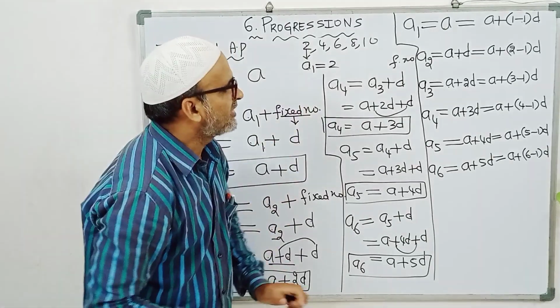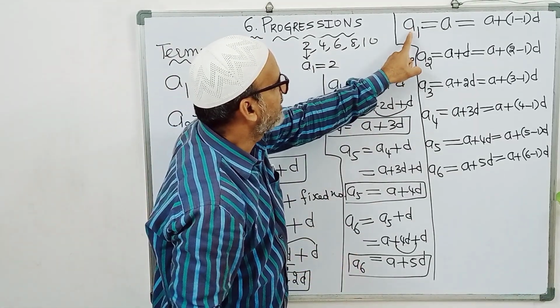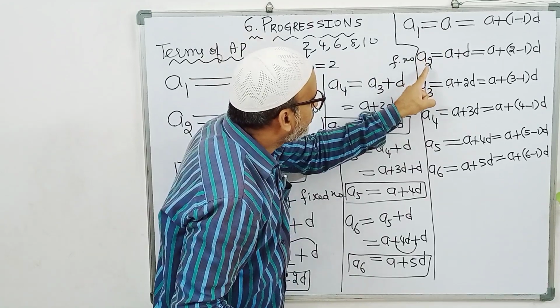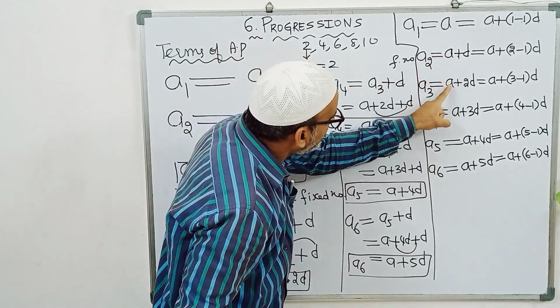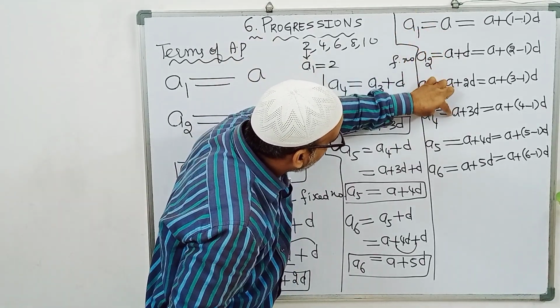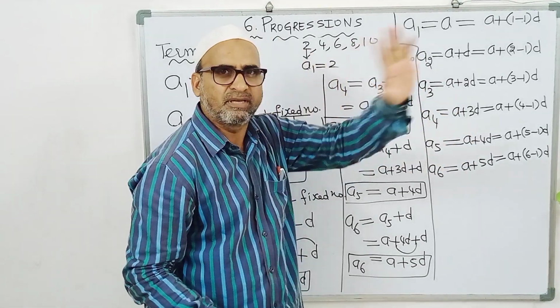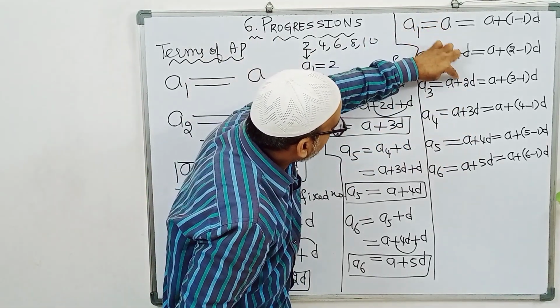With this, what you understood is that A1 is equal to A, A2 is equal to A, and so on. A is compulsory, again plus.